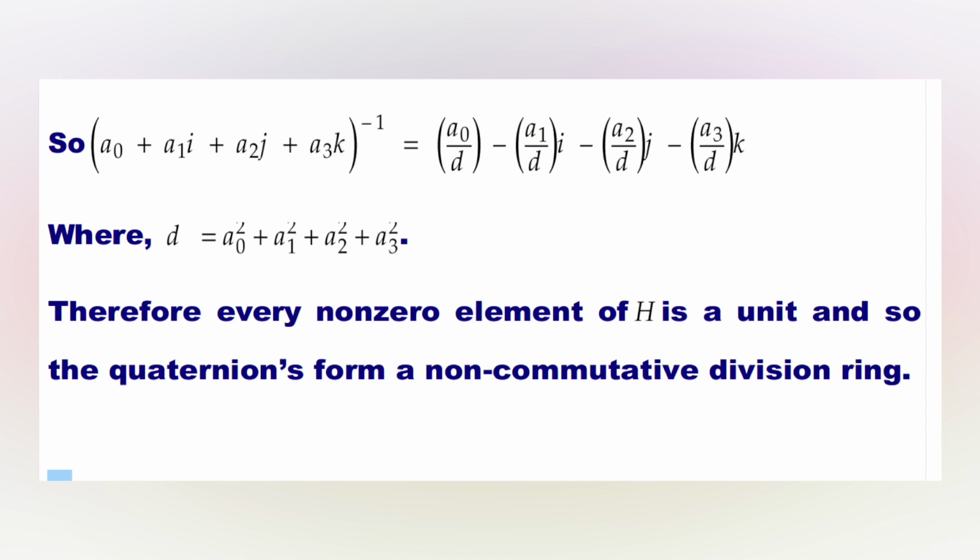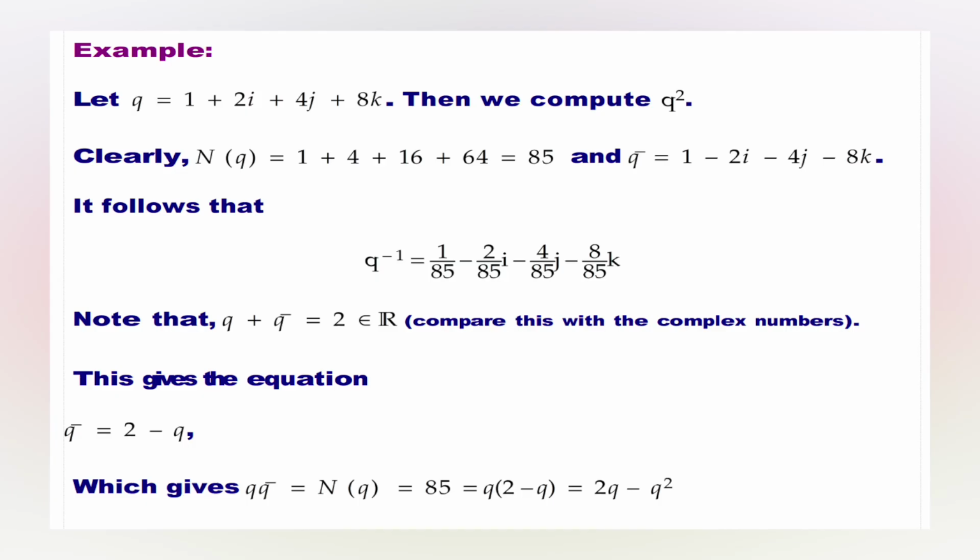Therefore, every non-zero element of H is a unit, and so the quaternions form a non-commutative division ring. Next, we will see an example. See this example. Let Q is equal to 1 plus 2i plus 4j plus 8k. Then we compute Q square. Clearly, N of Q is equal to 1 plus 4 plus 16 plus 64.